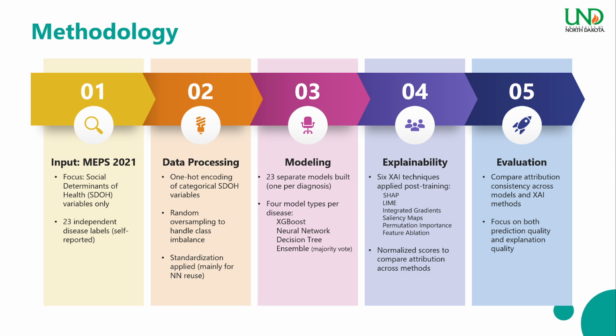Each method reveals something different about how the model arrived at its decision, but then I normalized the output for each method so that we can compare them side by side. And I used a max value reporting normalization, so everything's scaled between 0 and 1 based off the max value that it reported. And then finally, I evaluated both the prediction and performance as well as the explanation quality, looking at how consistent and clinically plausible the explanations were across the models and methods.